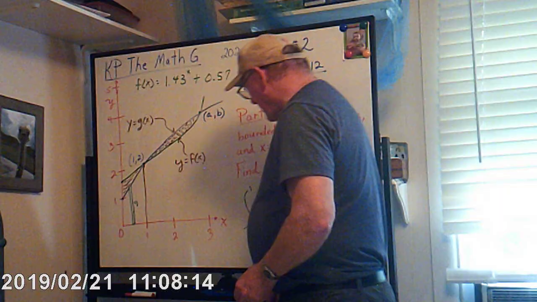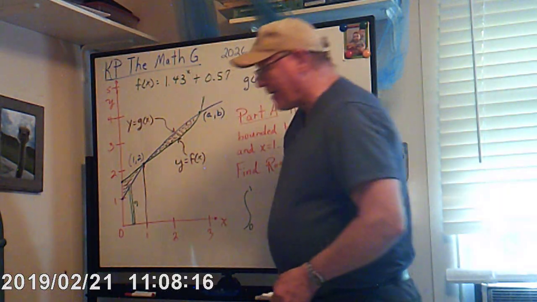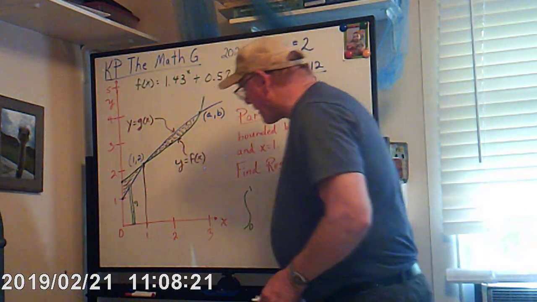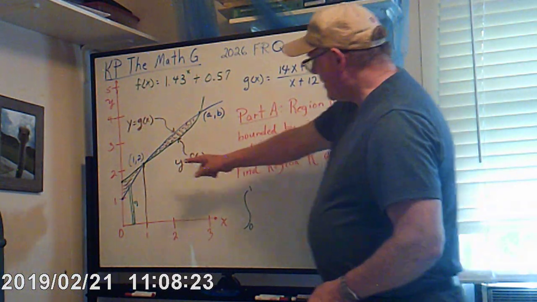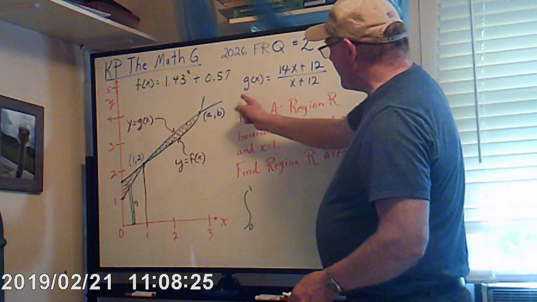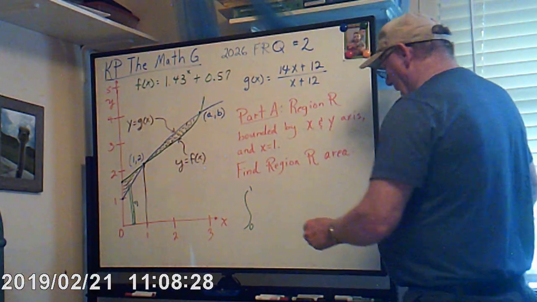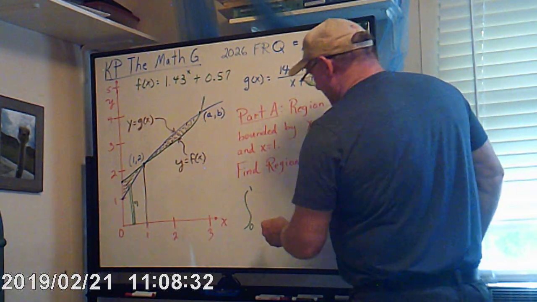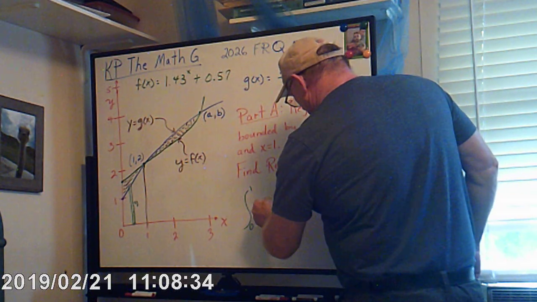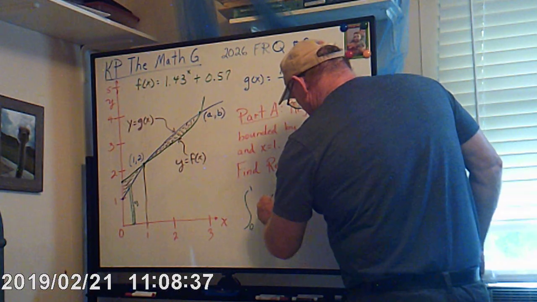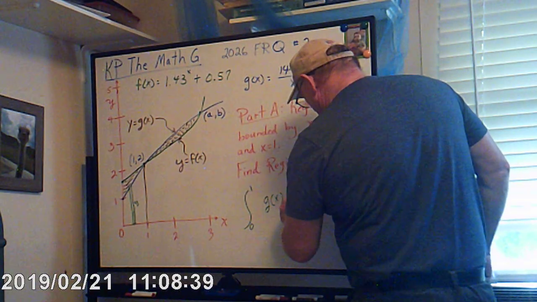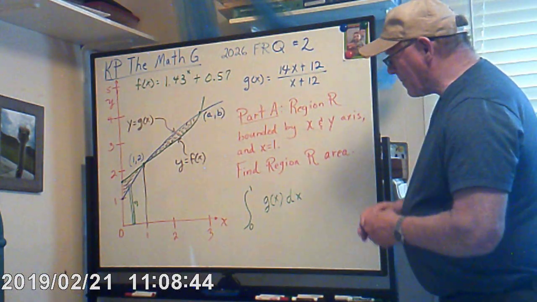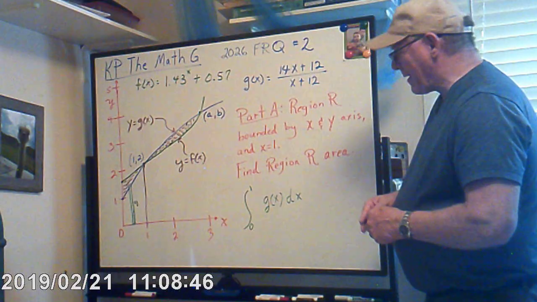Alright, and then we are looking at this height over here. That is going to be the blue function, which is this one here. Instead of putting all of this in here, I'm just going to put g at x right here, g at x dx. And really, if you put that down, you're going to probably get a point for that.